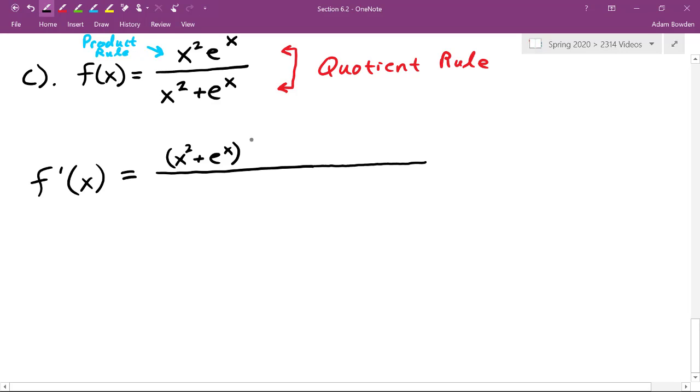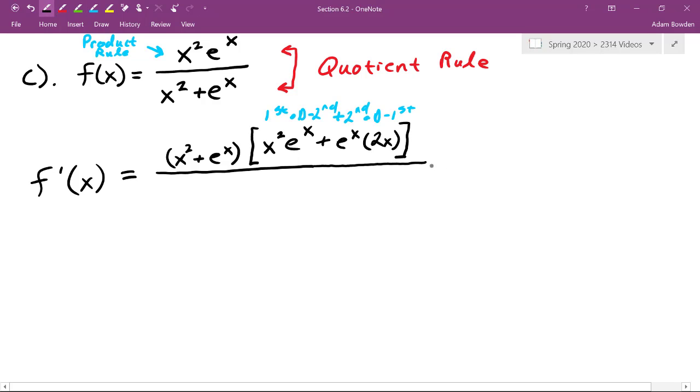So low, and then d high. D high is going to go x squared first times the derivative of the second. Derivative of the second is just e to the x, plus the second, e to the x, times the derivative of the first. That would be 2x. Okay, so now we've taken care of the product rule for the top part. Let's continue with the quotient rule.